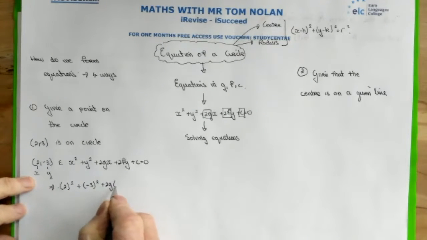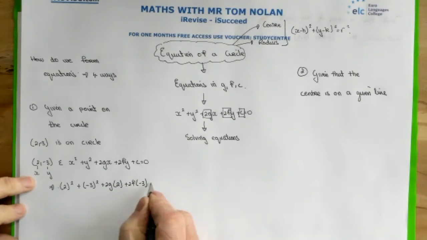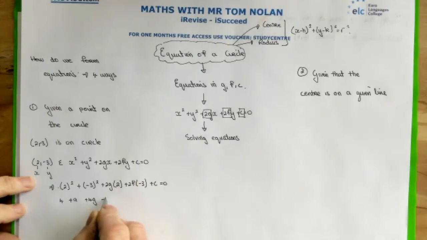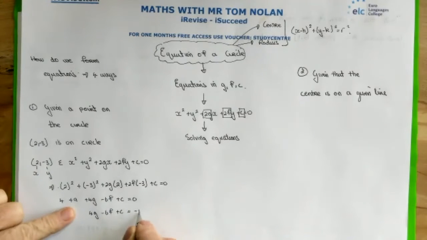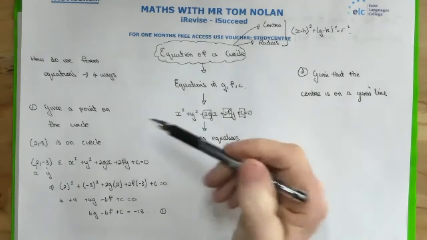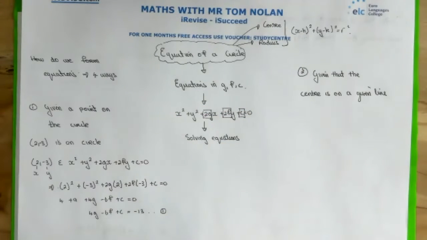And twice g times x is 2, and twice f times y is minus 3, plus c is 0. 4 plus 9 plus 4g minus 6f plus c is 0. Or there's an equation, 4g minus 6f plus c equals minus 13. There's an equation. And often when it's this method, we're nearly always given a point on the circle. And a point on the circle gives me an equation.